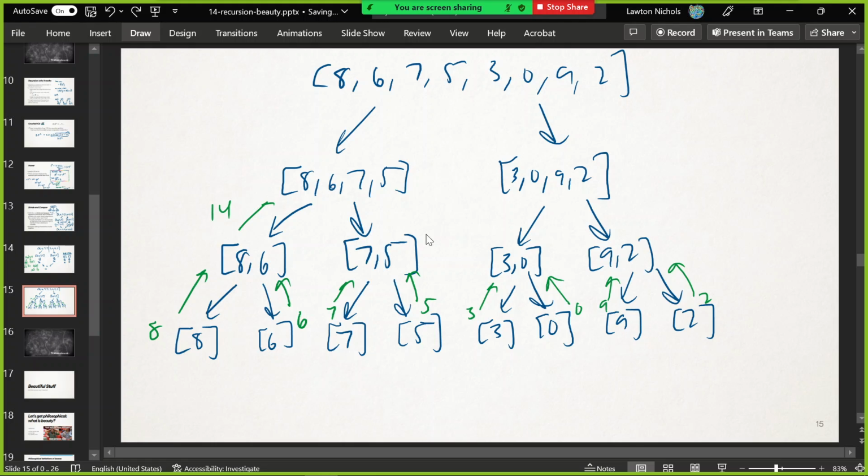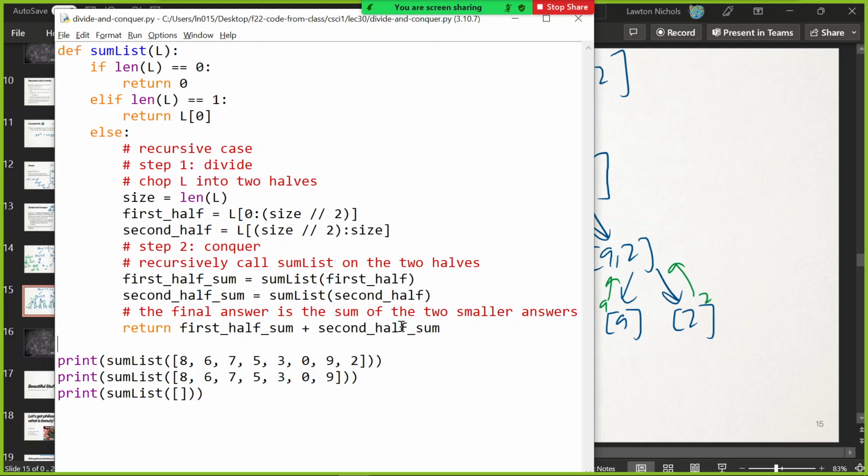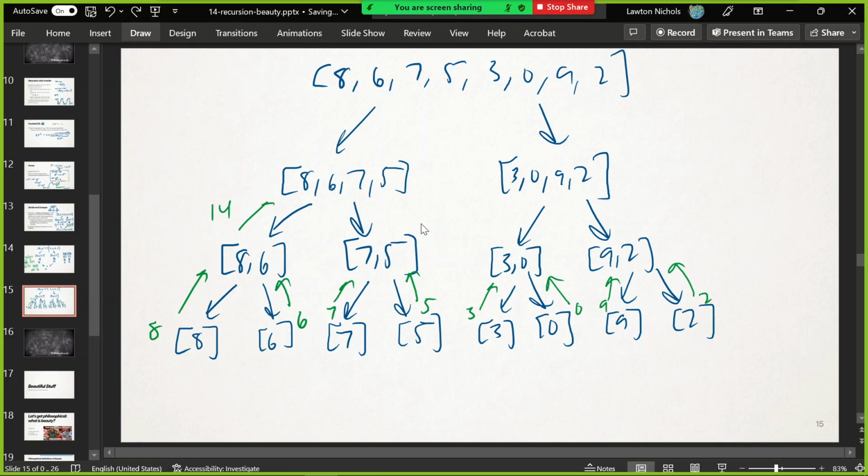And the 7 and 5, again, this was waiting on those two halves to give back answers, and now it can build it up. It can return first half sum plus second half sum. It was waiting there, so it gives back the 12. And likewise, this will give back the 3 plus the 0. And this chopped it in half, got back the 9 and the 2 finally. It can give back its final answer. The sum of everybody here is the sum of my two halves, so that's the 9 plus the 2, 11.